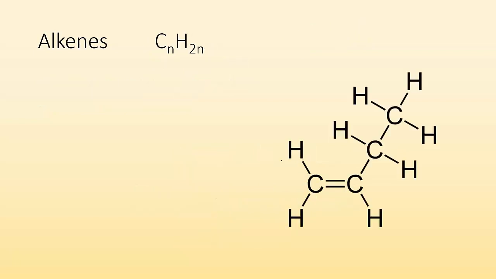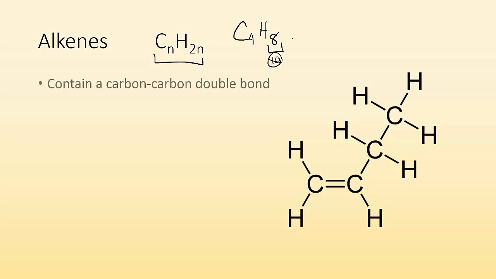So they're saturated. Alkenes have the generic formula of CnH2n. So if I had C4, how many hydrogens would I have in an alkene? Well, 8, right? So you see it should be able to hold 10, but it doesn't because it's unsaturated. So alkenes contain a carbon-carbon double bond. So you're looking for this right here. A carbon-carbon double bond makes it an alkene. So -ene, there is a double bond.